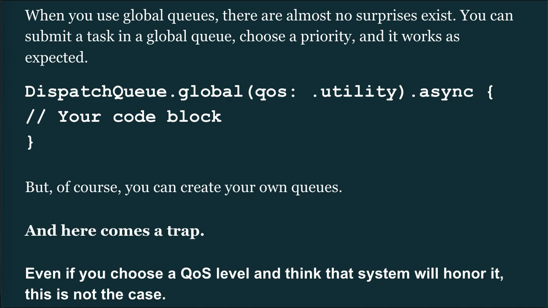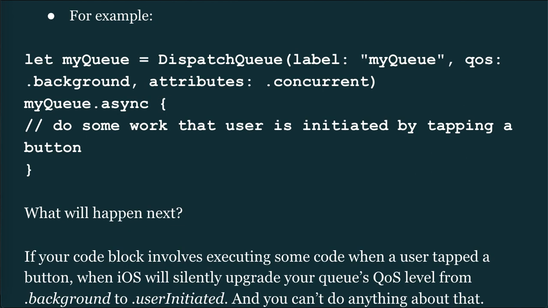But of course, you can create your own queues. And here comes a trap. Even if you choose a QoS label and think that the system will honor it, this is not the case. For example, let myQueue = DispatchQueue(label: "myQueue", qos: .background, attributes: .concurrent), then myQueue.async, and in the code block, do some work that the user initiated by tapping a button.